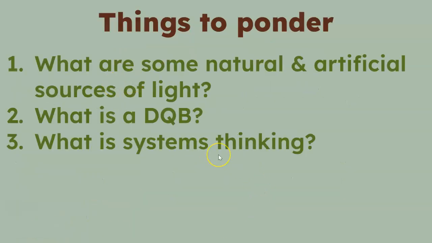These are things to ponder for today. So again, pause this and fill these out. And I'm going to move on in 5. Sorry, I'll read these to you. What are some natural and artificial sources of light? What is a DQB and what is systems thinking?